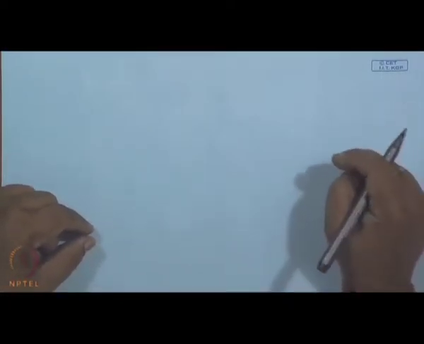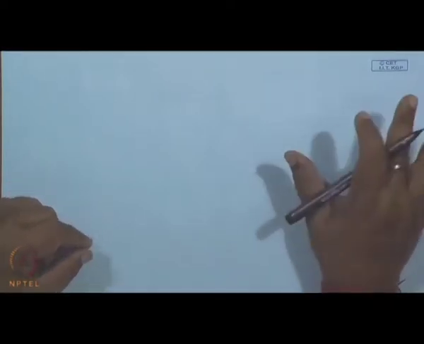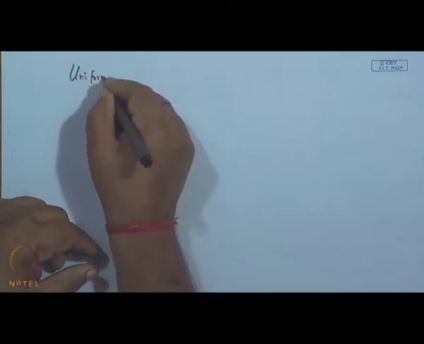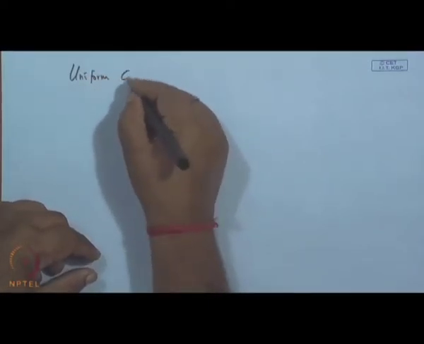Now, when a function is defined over a closed interval and if the function is continuous, then it will be uniformly continuous. This result is known as the uniform continuity theorem.